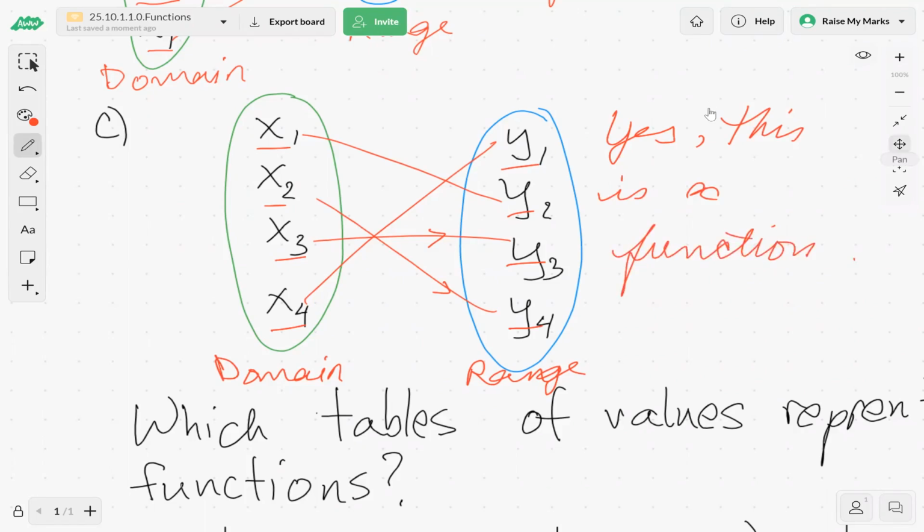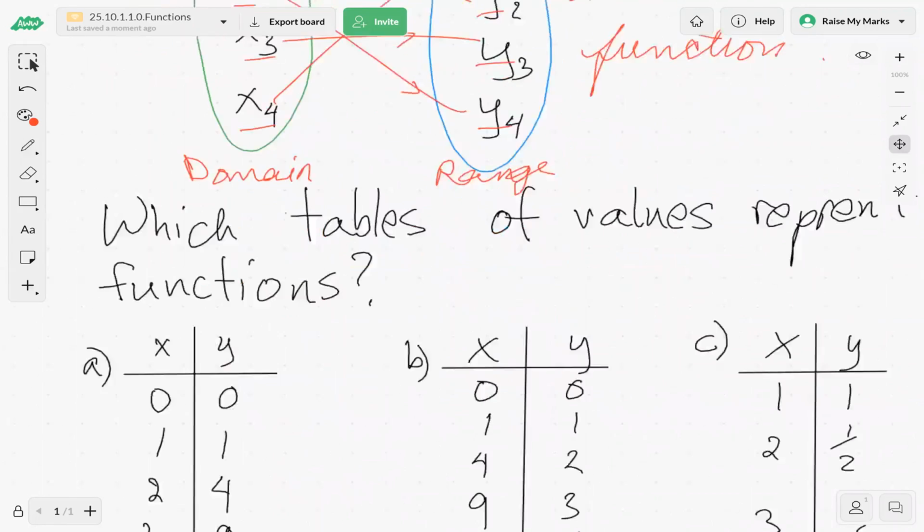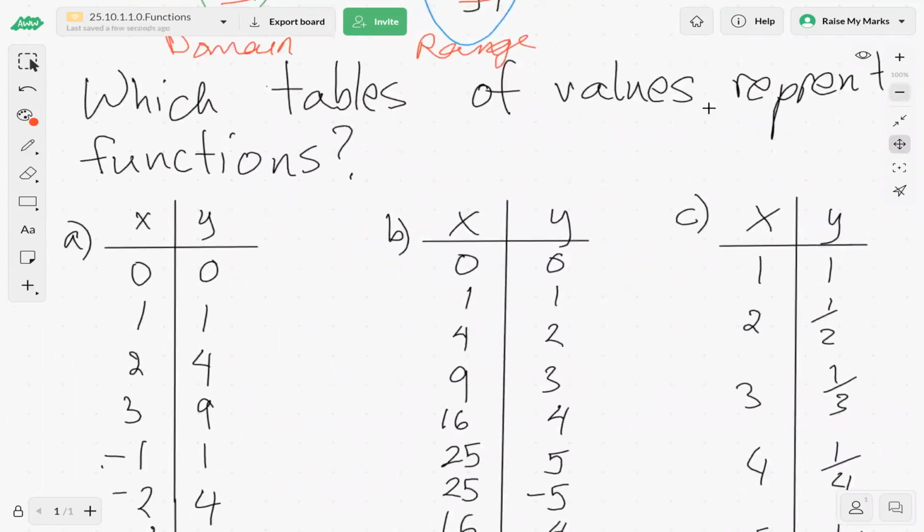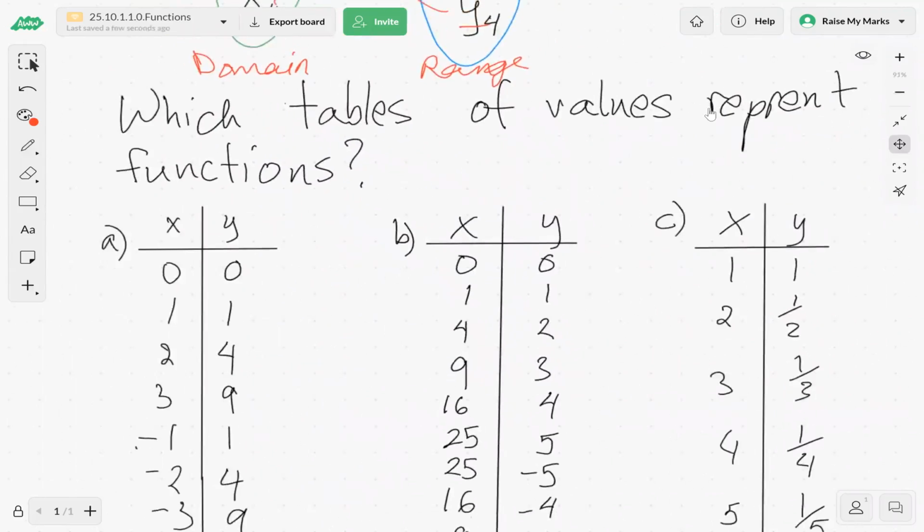Good. All right, now let's look at the next question. Which tables of values represent functions? So again, what is a function?